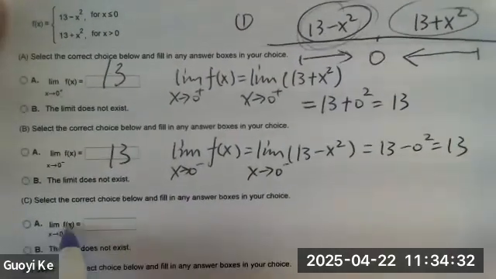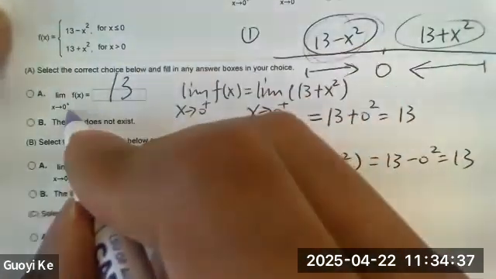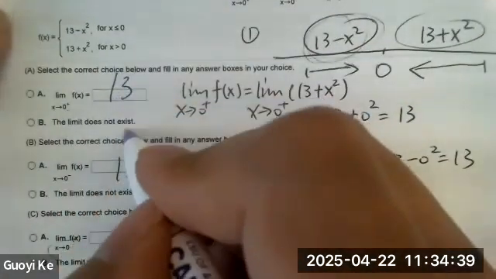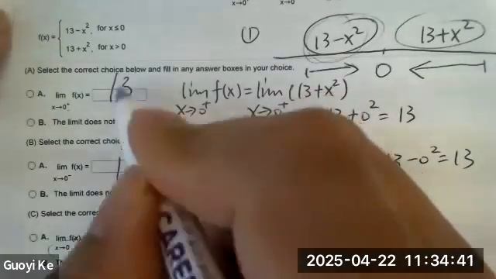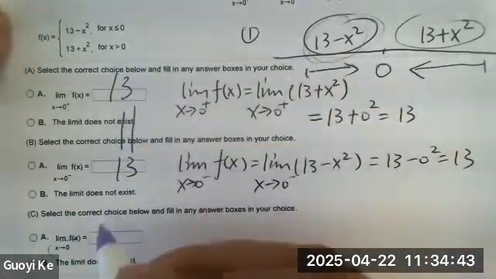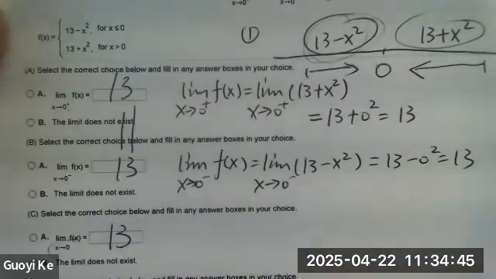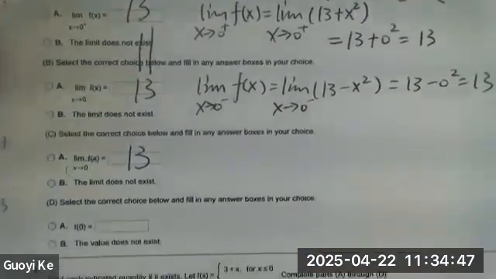Now, here x approaches 0 from both sides. According to the theorem, the right-hand side limit is 13, the left-hand side limit is 13. These two are equal, so that means this limit equals 13.